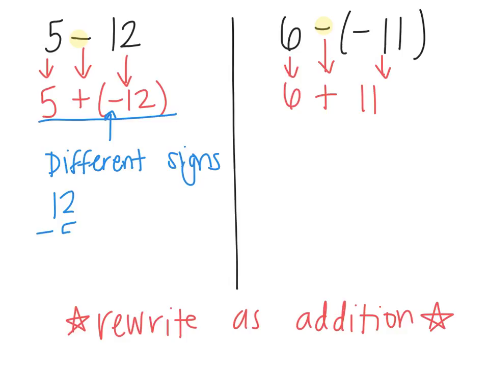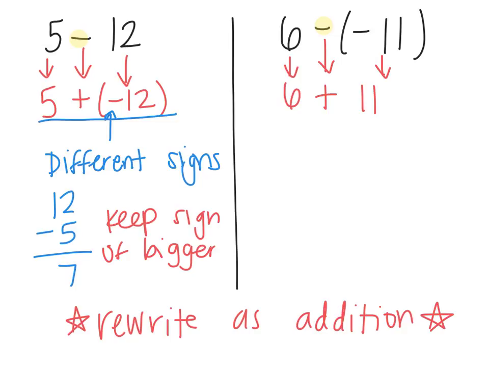12 minus 5, that gives me 7. I'm keeping the sign of the bigger number. And my bigger number in this case was 12, which was my negative. So my final answer is negative 7. Again, once I have it rewritten as addition, I see that they're different signs, so I subtract, and keep the sign of my bigger number, which was negative, which is why my answer is negative 7.